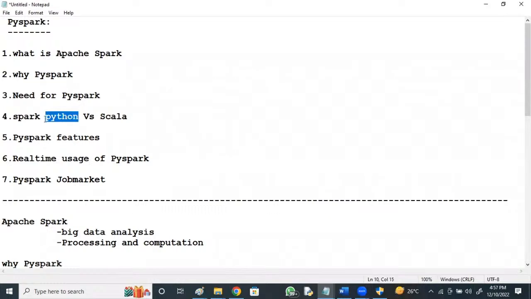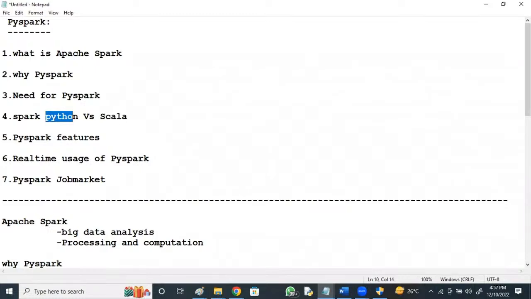Python has got huge libraries, different modules for different environments, especially for machine learning, for graphs, and also for SQL kinds of queries. Python also has modules like pandas.